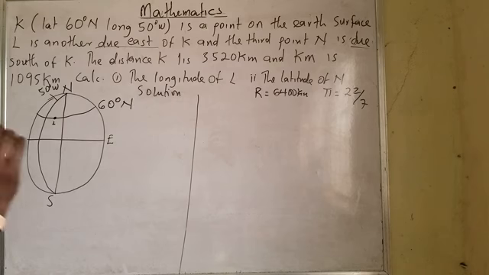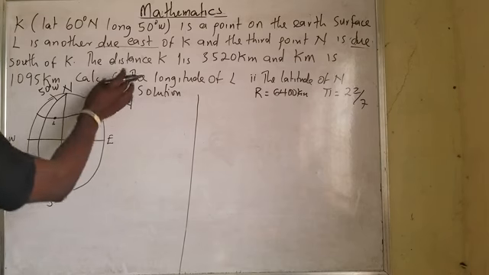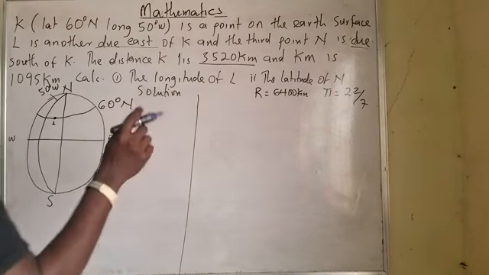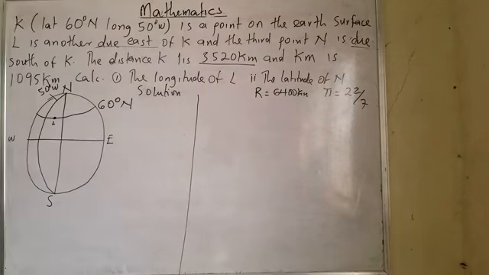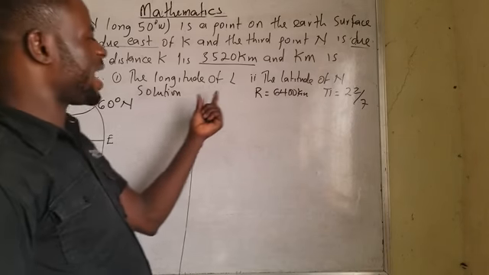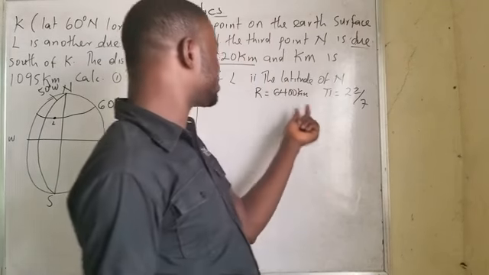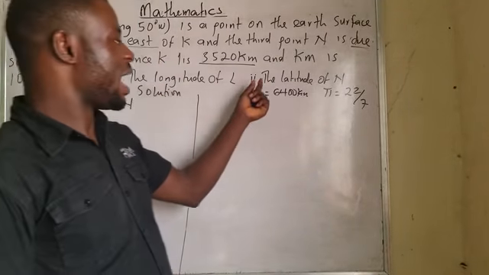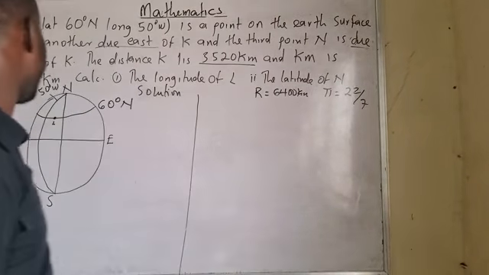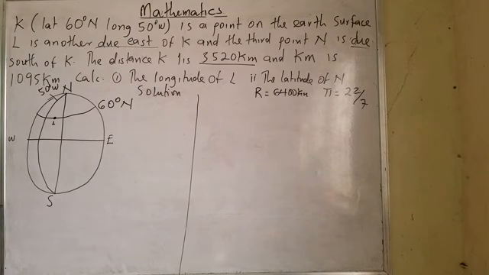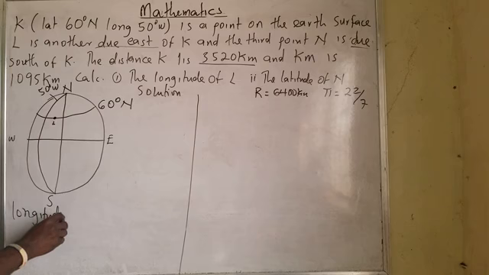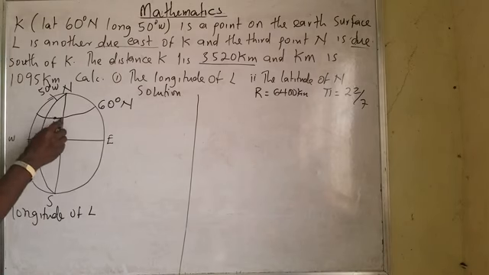Now, I have been given the distance, which is the distance K to L, and it is something like 3,520 kilometers. Now I'm to calculate the longitude of L and the latitude of N. Now, how do I go about this? First thing you do is find the longitude of L. It means the distance is a parallel distance from your main position.